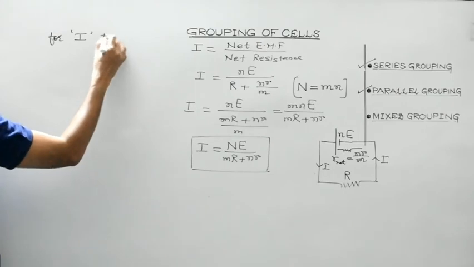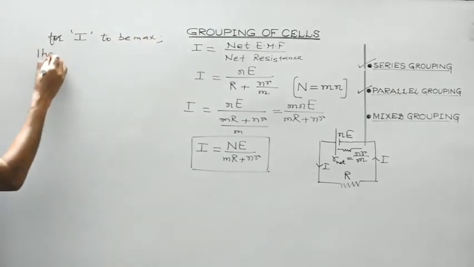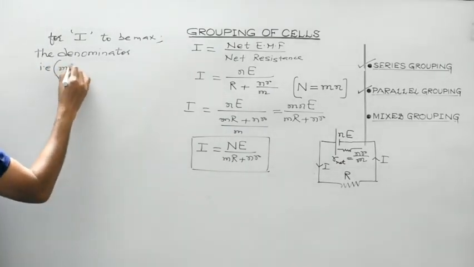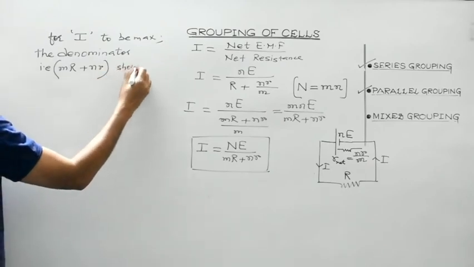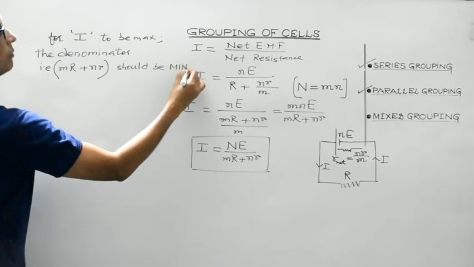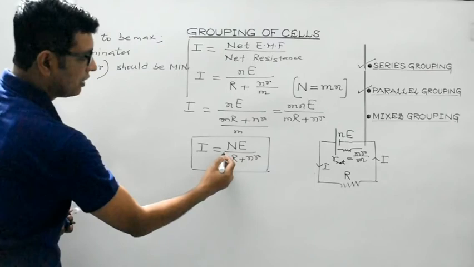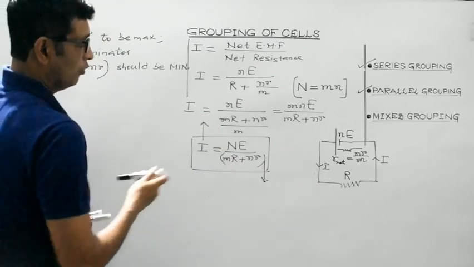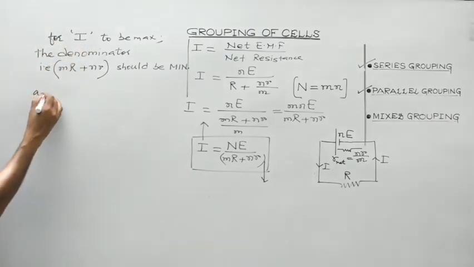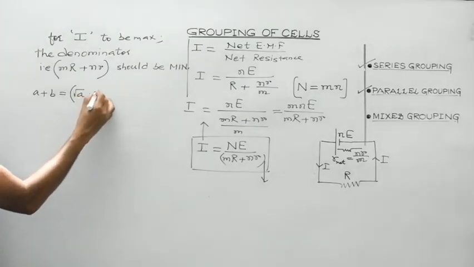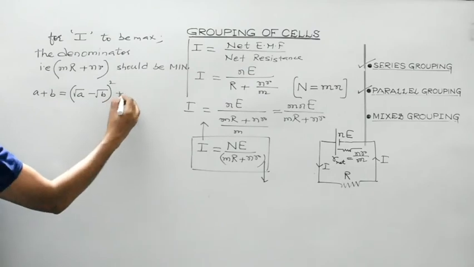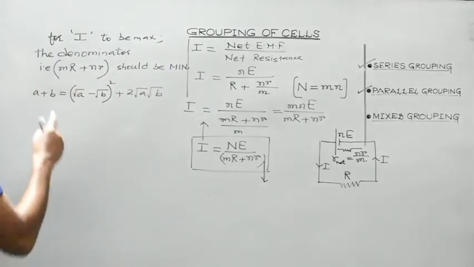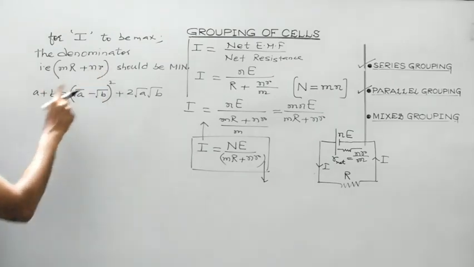So here it's very clear. For current to be maximum, for I to be maximum, the denominator, that is Mr plus Nr, should be minimum. Now, when the denominator will be minimum, let's see. A plus B, students, can be written as root A minus root B whole square plus 2 root A root B. Isn't it? This is a formula you must be aware of. If you solve it, you should get A plus B only. Suppose A is Mr and B is Nr. So accordingly, Mr plus Nr can be expanded by using this formula.